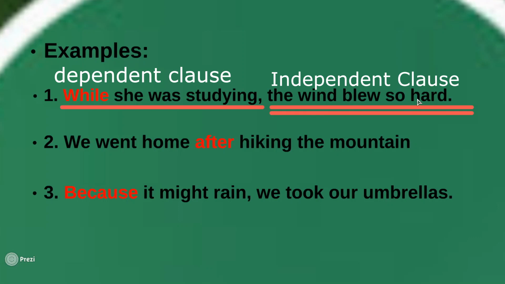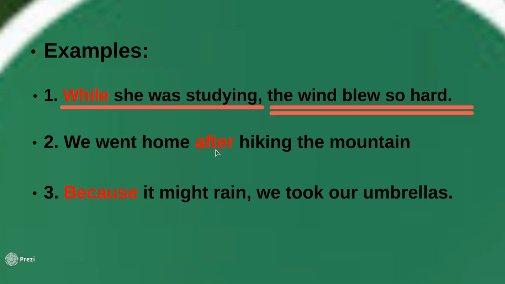So the wind blew so hard, it makes sense. It can stand alone. Therefore, because it can stand alone as a complete thought, this is called an independent clause. Let's go to number 2. So you can see here, after hiking the mountain again. So after is your subordinating conjunction. And I think you know where the dependent clause is right now.